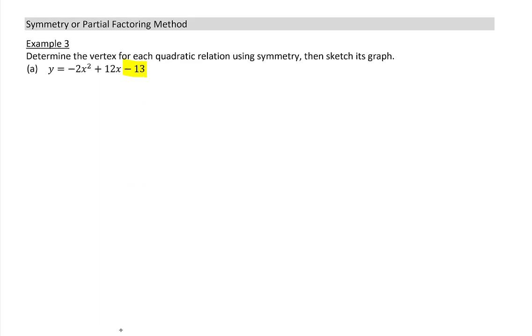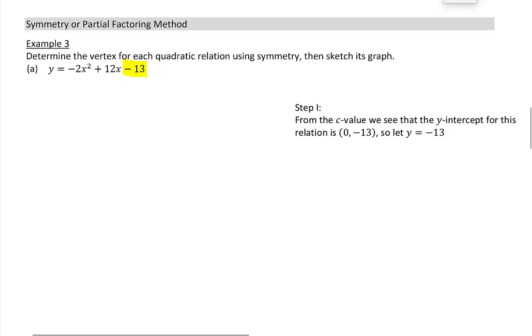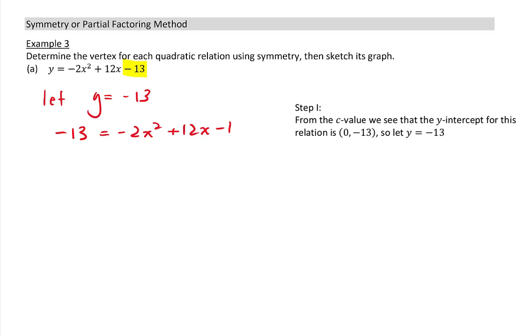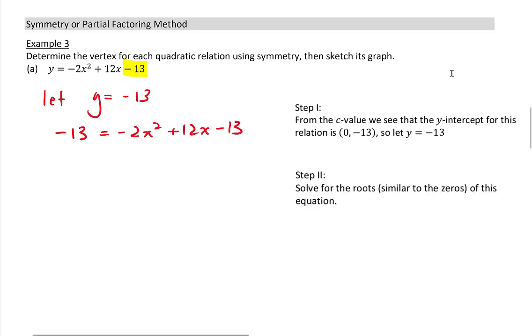So let's go through our symmetry method. So step 1, from the C value, we see the y-intercept for this relation is (0, -13). So we're going to let y equal -13. That is our first step. And if we sub that in, we get -13 equals -2x² + 12x - 13. That is always going to be our first step for symmetry.